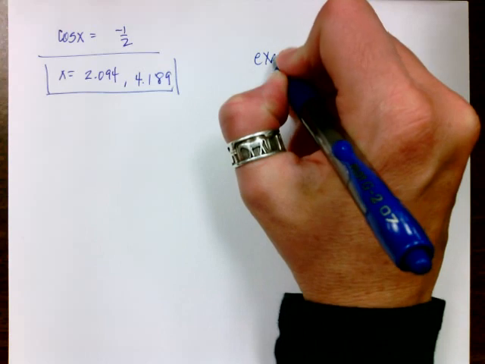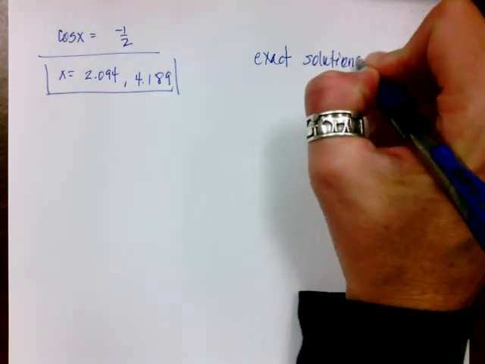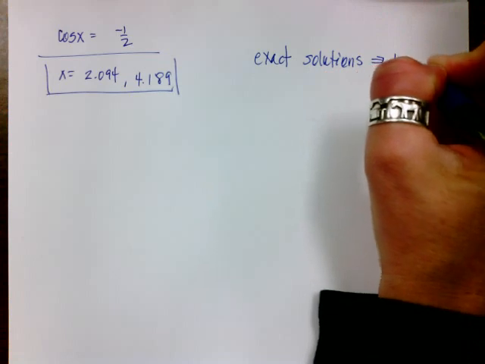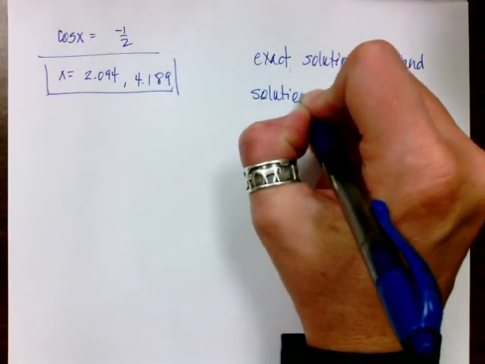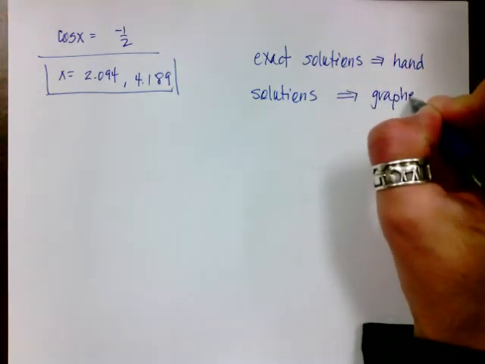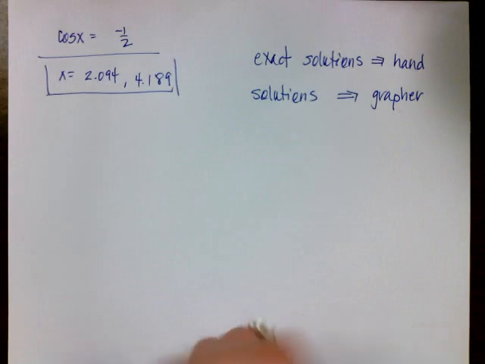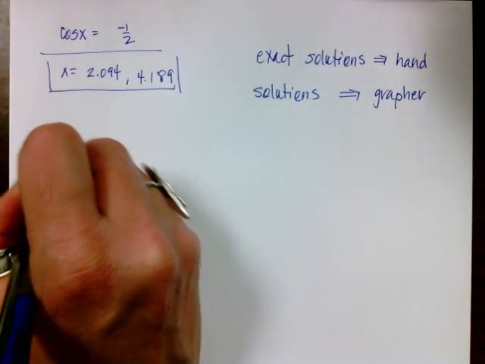If you see the words "find the exact solutions," that means that you have to do this by hand. Okay? If it just says "find the solutions," that means that you get to use your grapher, because that means that it's okay to round your answers off. All right. I have one more example, and then I'll give you your problems.